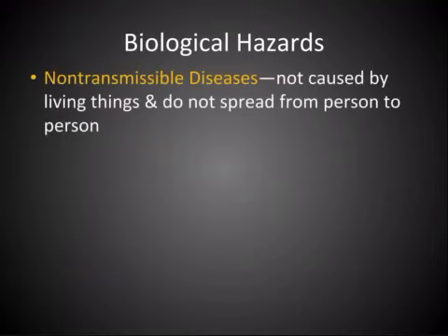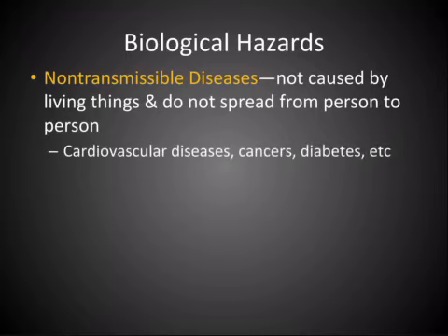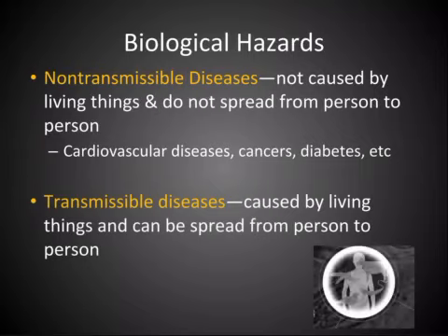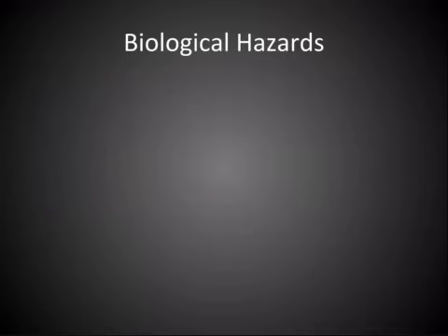Biological hazards, one category of those are non-transmissible diseases, so things that you cannot spread from person to person, like you can't spread cardiovascular disease. If I have a heart attack, I can't pass that along to you. Same thing with cancer, diabetes, etc. A transmissible disease is something caused by a living thing and can be spread from person to person. So that could be through like an insect vector, virus, bacteria.